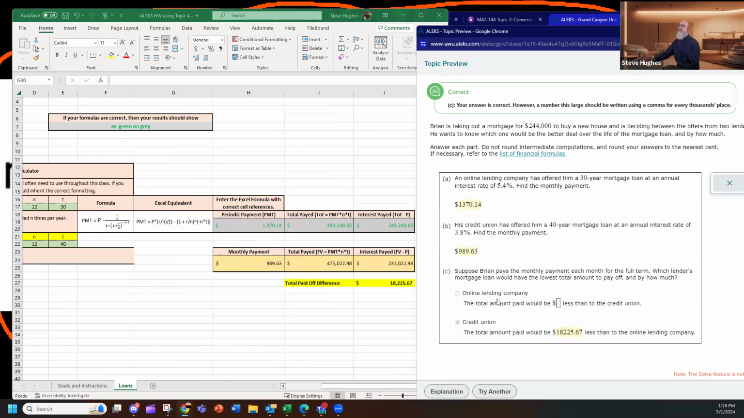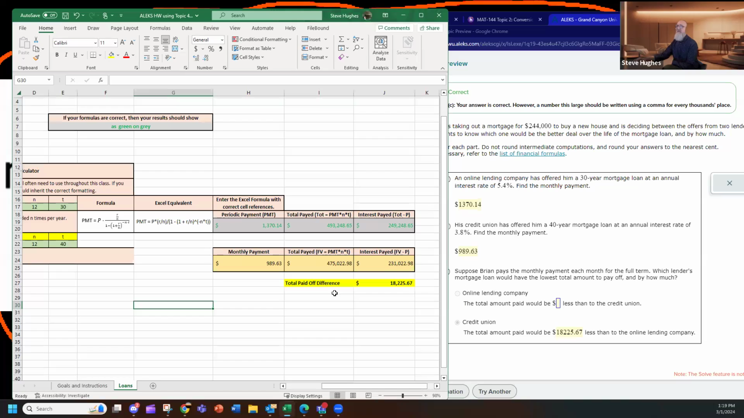And now it says, all right, suppose Brian pays the monthly payment each month for full term. Which lender's mortgage would have the lowest total amount to be paid off and by how much? Now, this one wasn't in the DQ, everybody. That was not there. So what do I do? I come back here and I think to myself, what am I going to have to do here? Well, I'm going to have to find out the total paid, right? Here's the total paid. You see right here in this middle column.